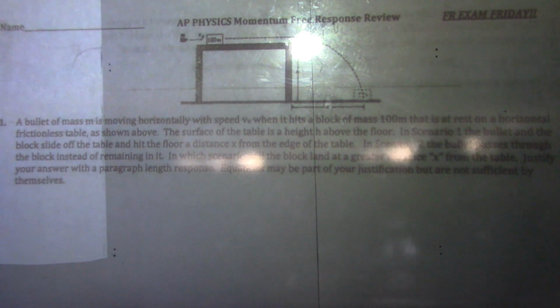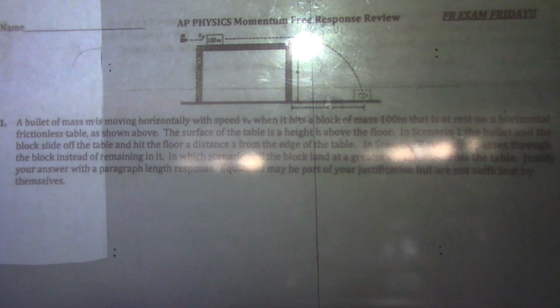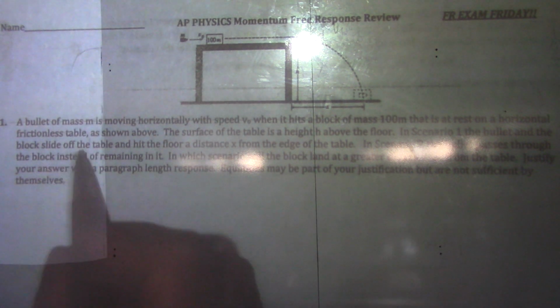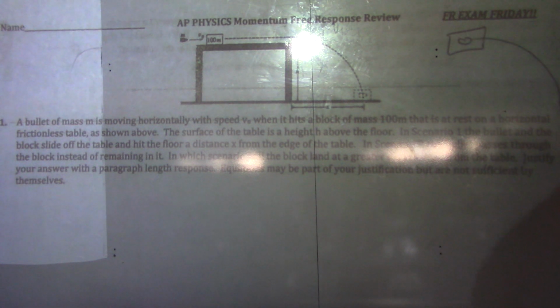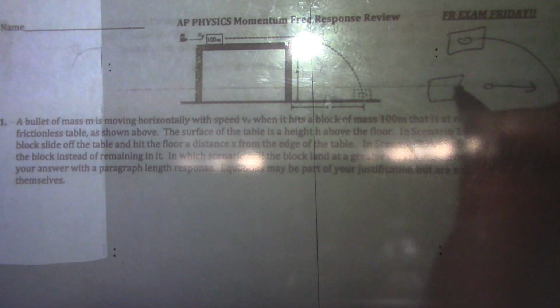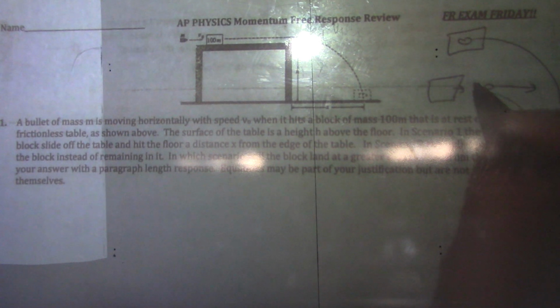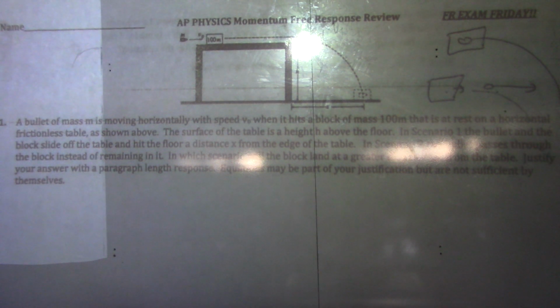Alright, so what we've got is a bullet. I have two scenarios. In the first scenario, the bullet and the block slide off the table, so it gets stuck and they go off together. In the second scenario, the bullet actually passes through the block, and then the block will start moving and, of course, follow after. They're just not physically stuck together. I want to know in which case the block is going to land the farthest away.